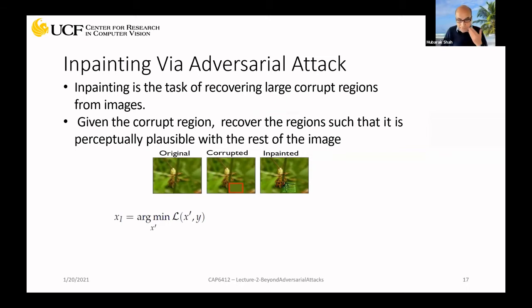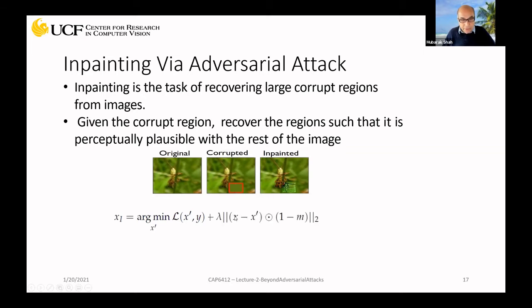So again, we can do the same thing. We want to find out X prime so that the classifier recognizes that X prime as a class Y. This is our class Y. Okay, so what we need to do now, we want to only change these pixels which are inpainted, but which are blocked. We don't want to change the rest of the pixels.